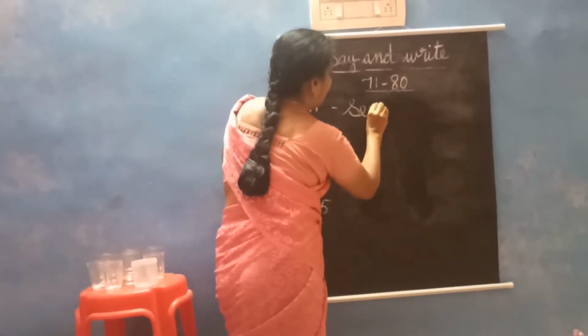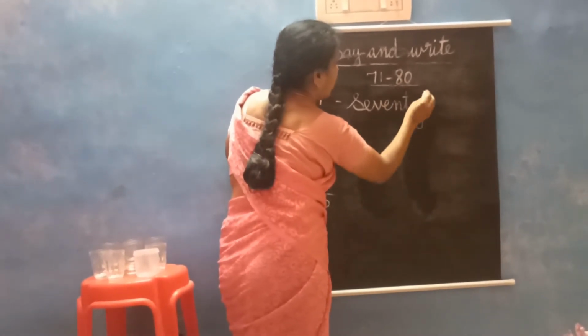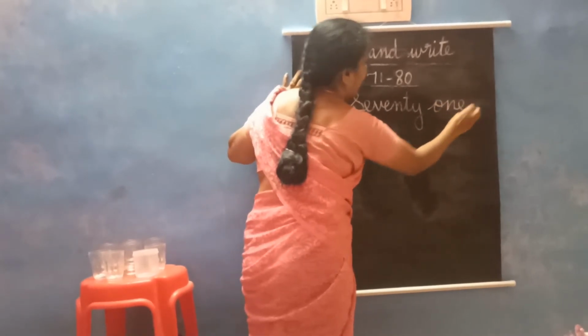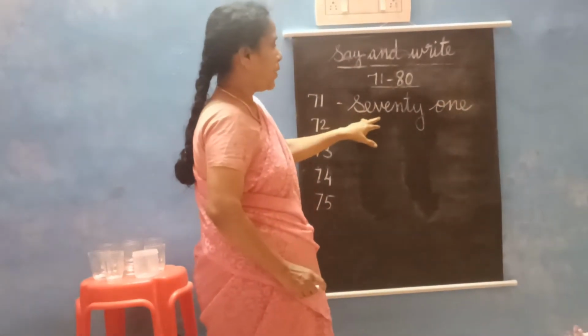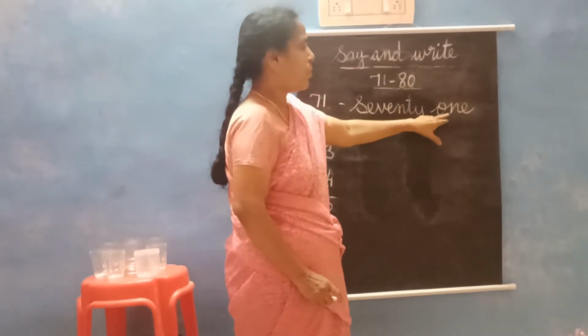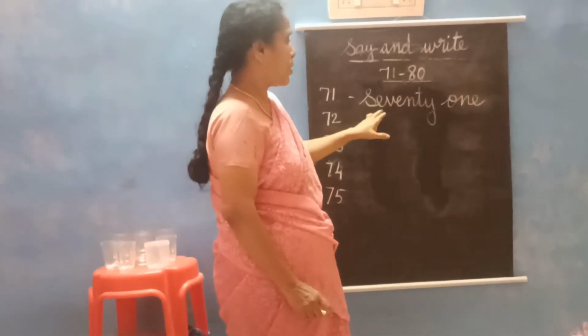SEVENTY. 71. ONE. 71. SEVENTY. 71. ONE. 71. You all know the spelling. Already you all know the spelling.